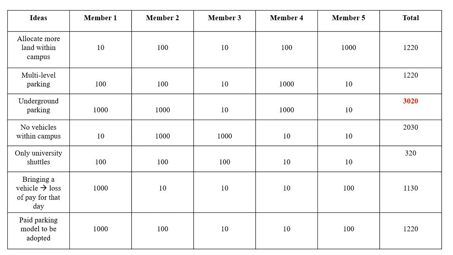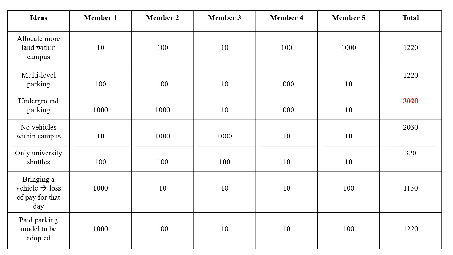For example, let us take that the solution to the parking issue is given as allocate more land within the campus. For this, member 1 has given just 10 grams, member 2 has given 100 grams, member 3 has given 10 grams, member 4 has given 100 grams again, and member 5 has given 1000 grams. So member 5 has given the most importance to allocating more land within the campus, right? So there is a good solution. Member 5 has given more weightage than member 1 and member 3.